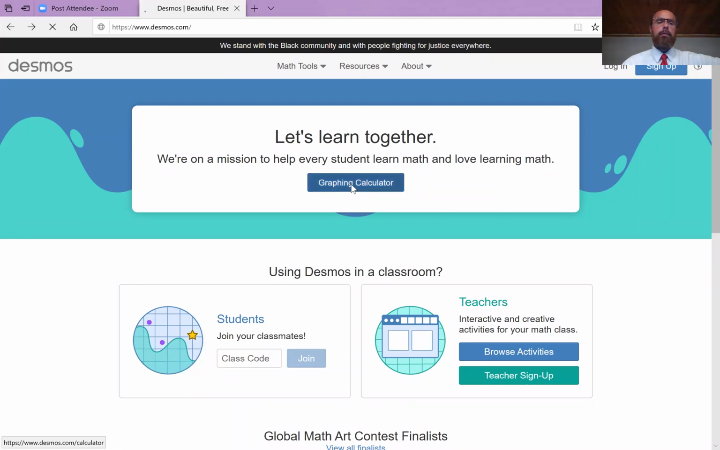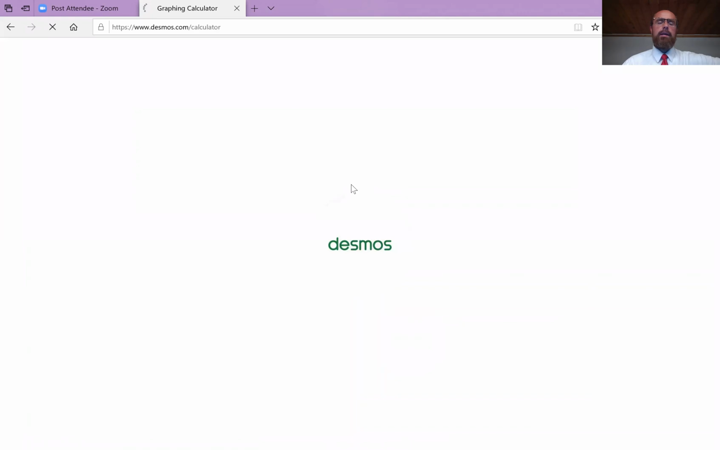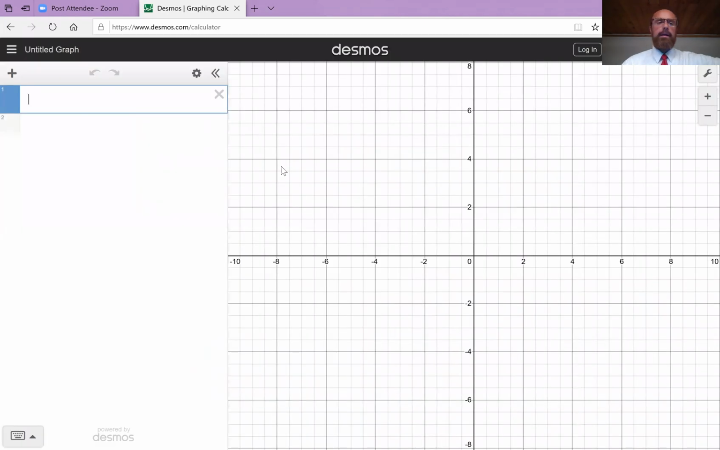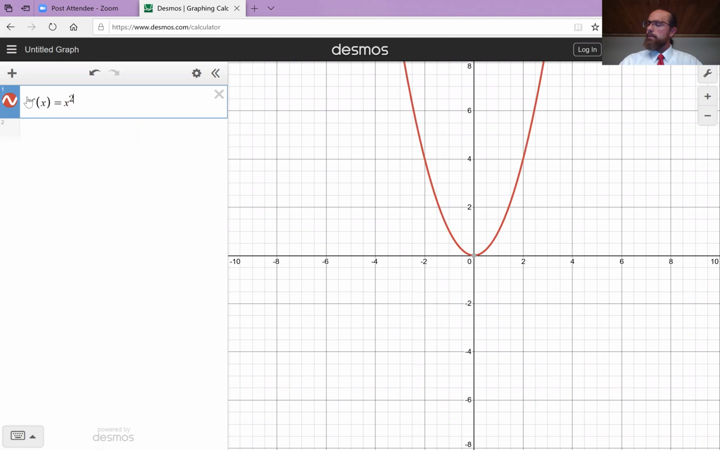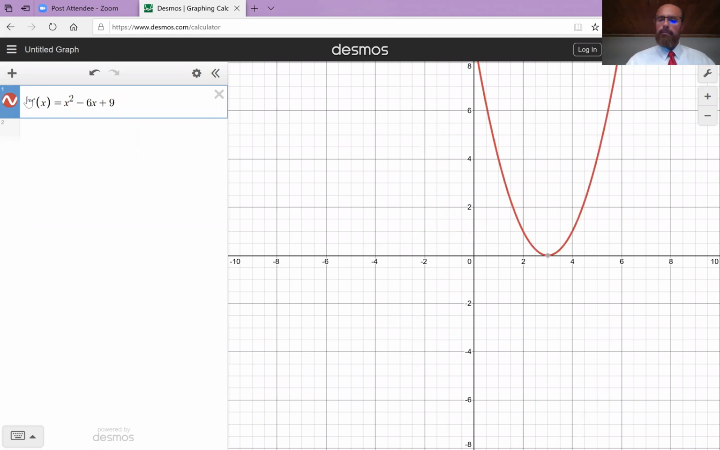So I'm going to load that, and where we're going to go is into that entry line, and right away I want to type f of x equals x squared minus 6x plus 9. And you can see our graph was good. It's got the same features that the graph we sketched has.